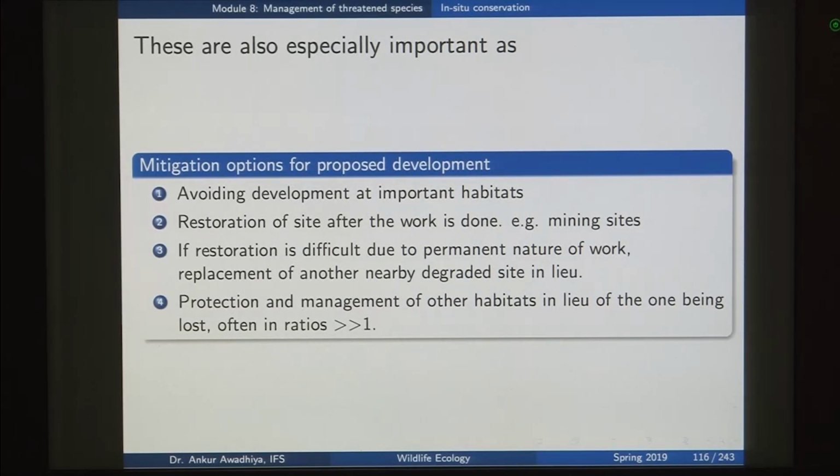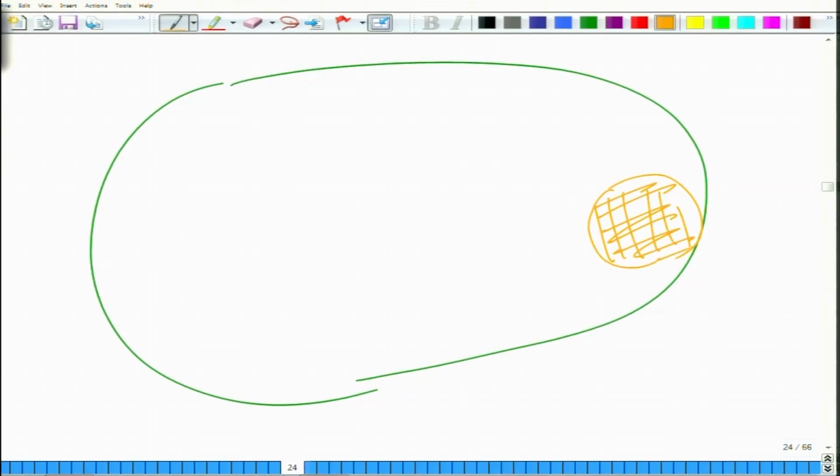So, an example is mining sites. You did this mining, but then later on you have to fill these holes and you need to plant trees. If restoration is difficult due to the permanent nature of the work, then replacement of another nearby degraded site is done in lieu. So, for instance, in this case you were not able to restore this particular mining site, it became completely degraded. Then another option would be to take another area that is nearby and convert that into a forest. So, that is also another option that is available.